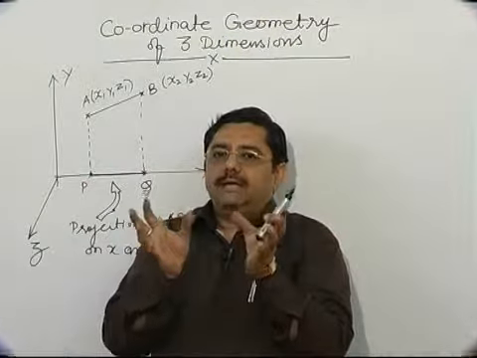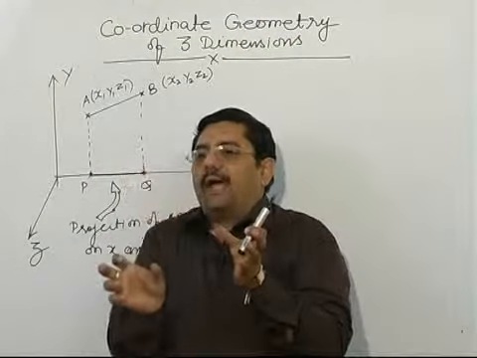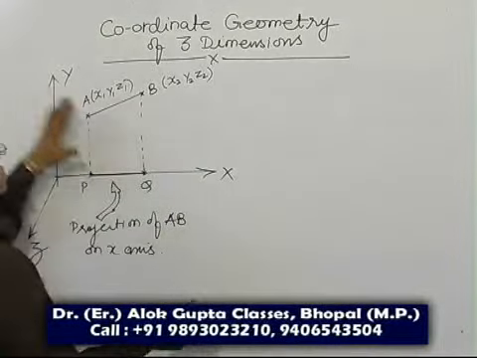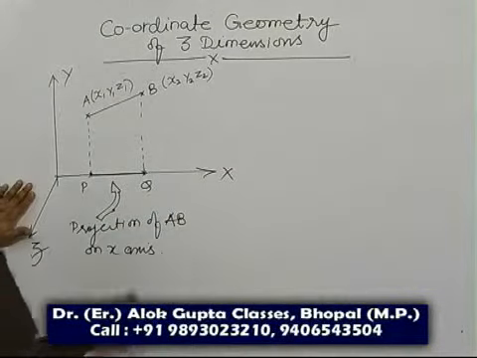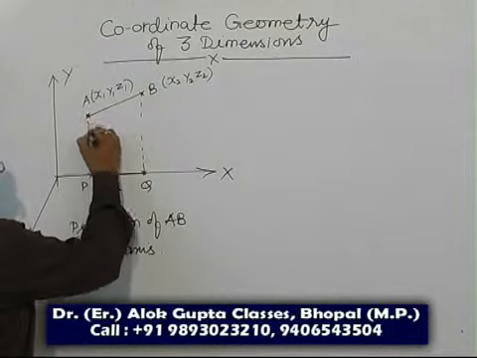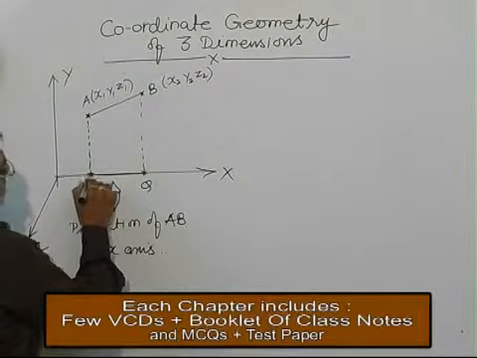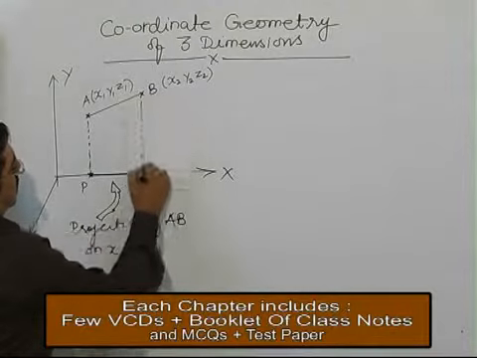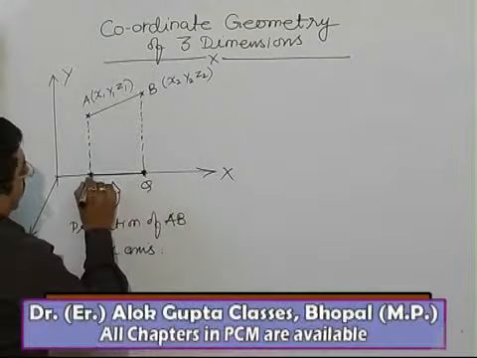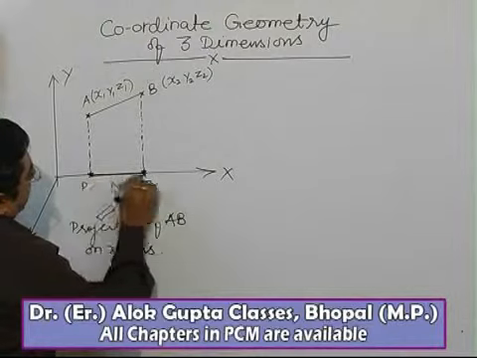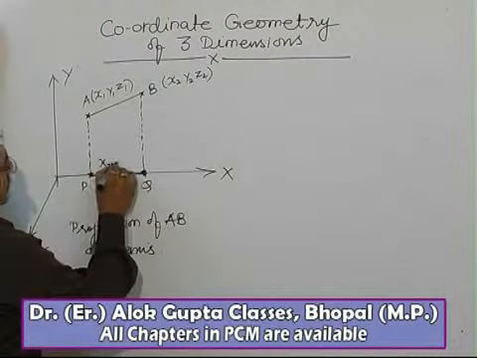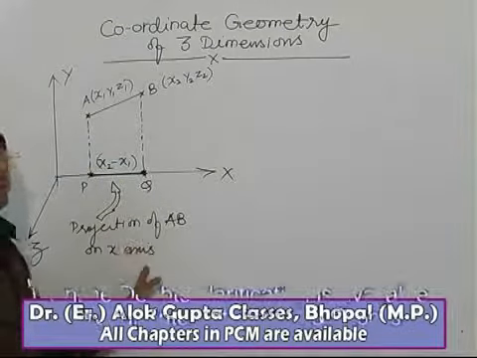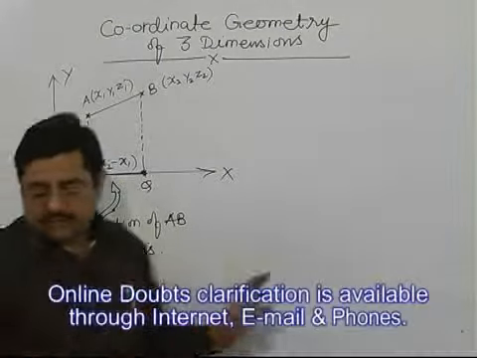Projection of any segment AB on x-axis. Say very simple it is, x-axis, y-axis, z-axis. If you drop the perpendicular from A on x-axis, this point is P. If you drop the perpendicular from point B on x-axis, this is say point Q, then this segment is equal to x2 minus x1, and this is called projection of AB on x-axis.